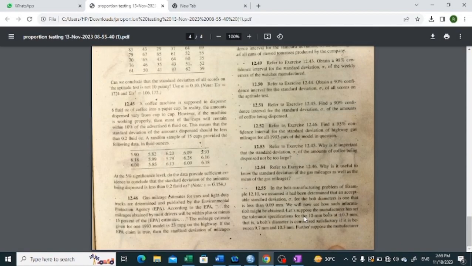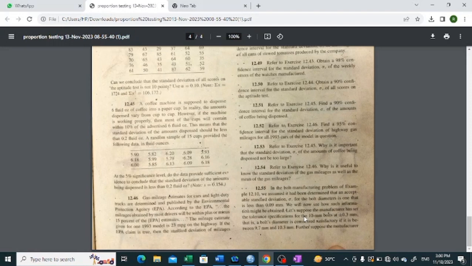Hello students, in this session we will be discussing the hypothesis testing procedure for one population variance or one population standard deviation, and the question that I have selected is 12.45. The question says a coffee machine is supposed to dispense 6 fluid ounces of coffee into a paper cup. In reality, the amounts dispensed vary from cup to cup. However, if the machine is working properly, then most of the cups will contain within 10% of the advertised 6 fluid ounce. This means that the standard deviation of the amounts being dispensed should be less than 0.2 fluid ounce.